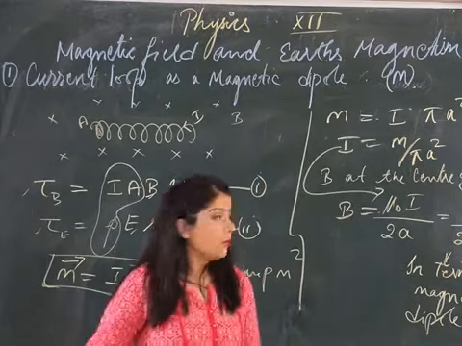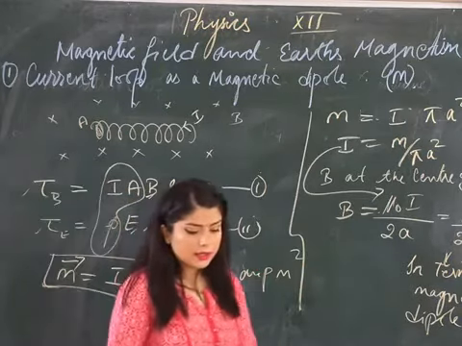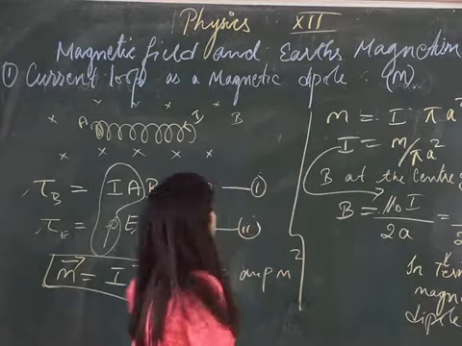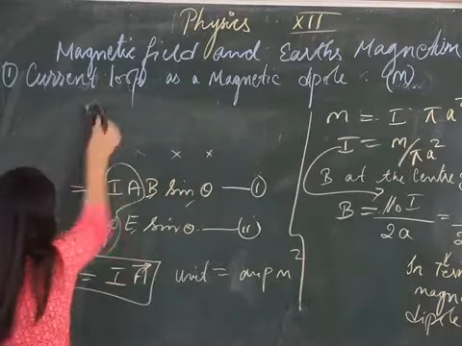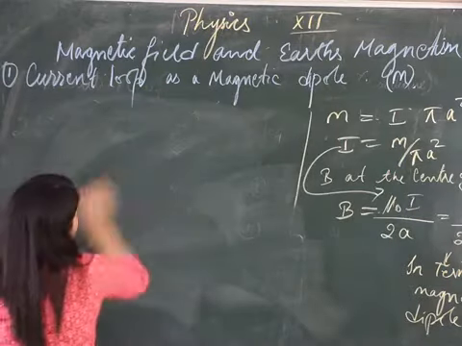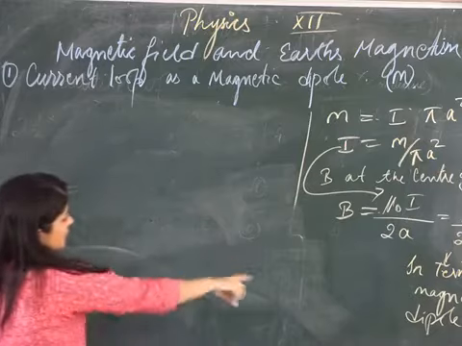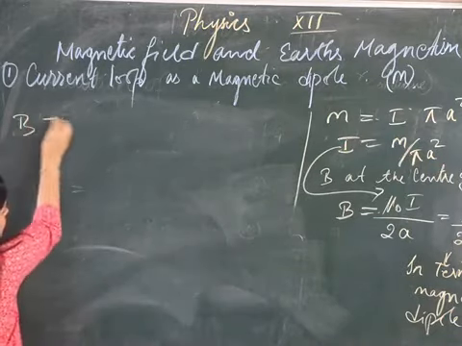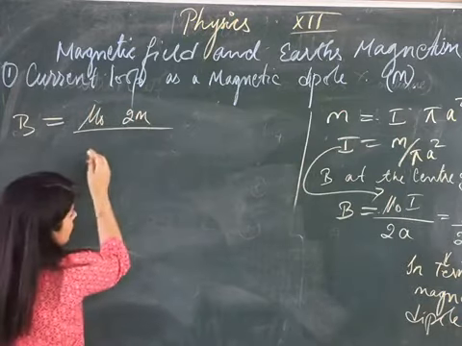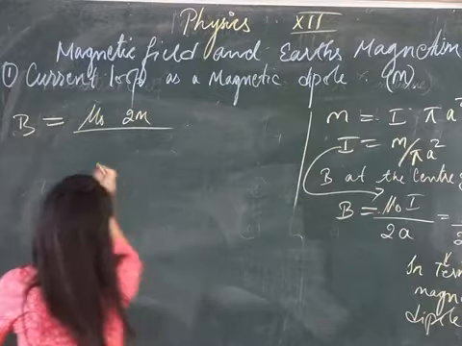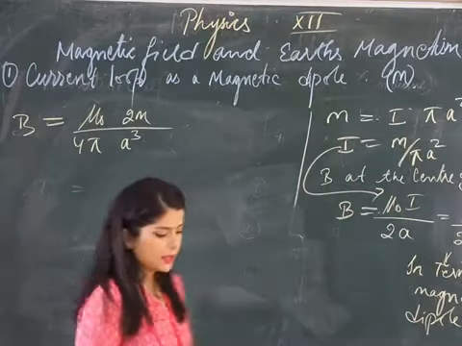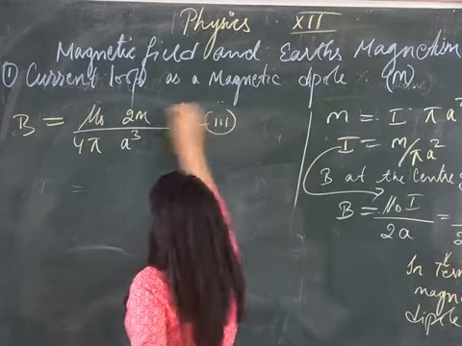Now next, we are multiplying and dividing this equation by 2. So B is equal to mu naught twice M divided by 4 pi a cube. This is what we get. Equation number 2.